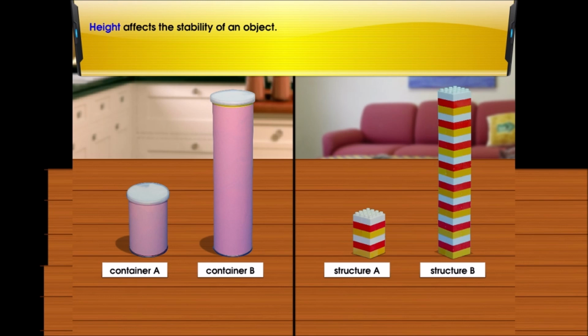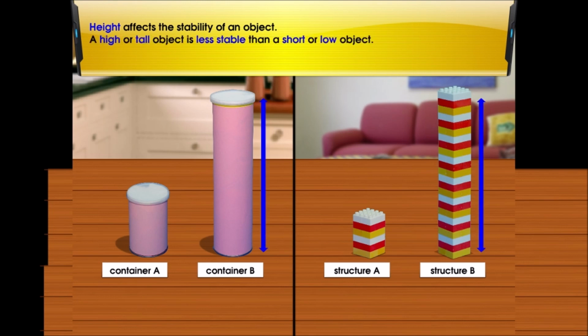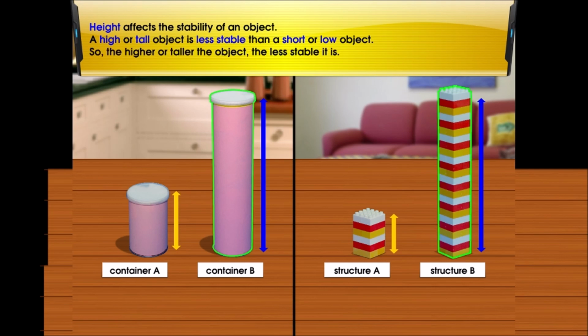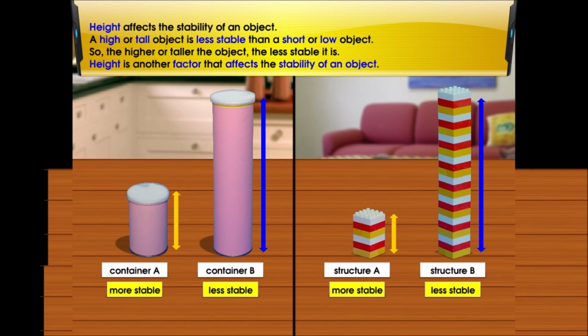Height affects the stability of an object. A high or tall object is less stable than a short or low object. So, the higher or taller the object, the less stable it is. Height is another factor that affects the stability of an object.